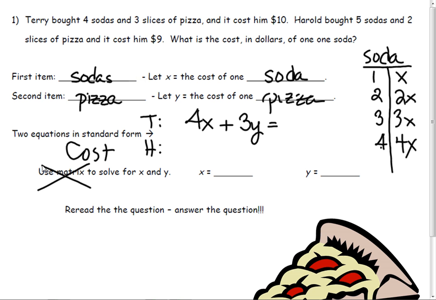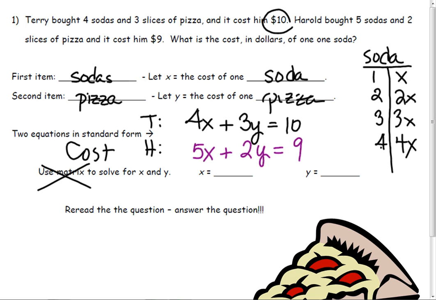Okay, Gabe, put your phone away. How much money did Terry spend? $9. No. It says it cost Terry $10 right there. Okay, Jake, Marie. That's okay. Now, what did Harold buy? He bought 5 sodas. How much did he spend in sodas then? 5 times the cost of 1 soda. That's right. Plus, and he bought 2 slices of pizza. 2. No, not X. Y. And he spent only $9. And there you go.